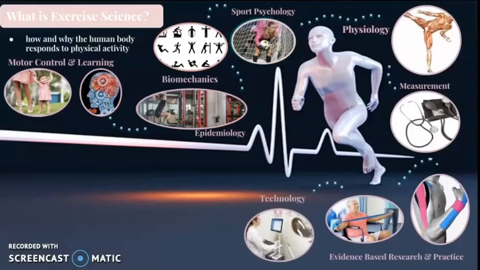Technology is a major part of exercise science. This picture shows a bod pod. Exercise scientists use this to get an accurate measurement of body fat. Other examples of technology are heart rate monitors, gym equipment, and smartwatches.